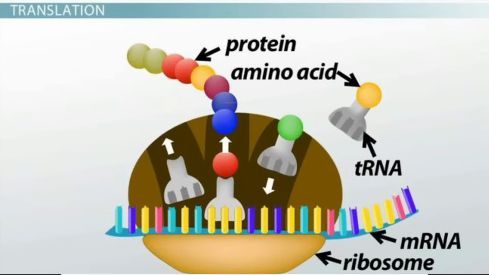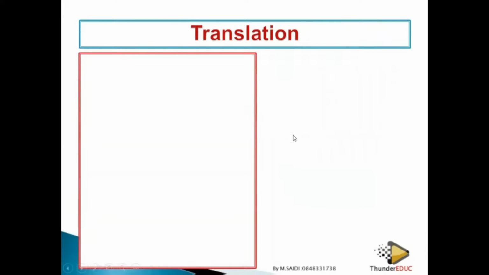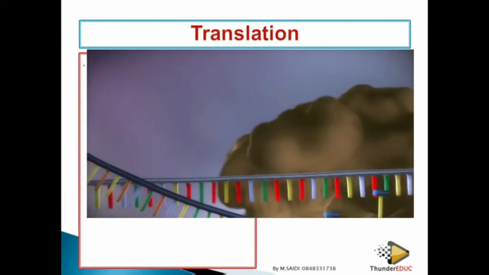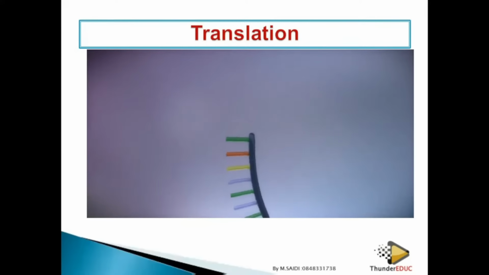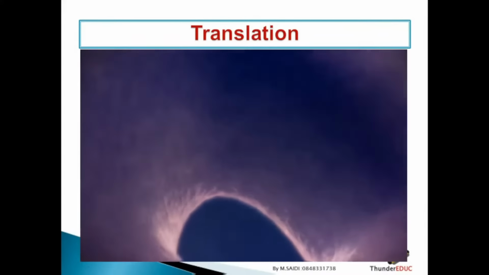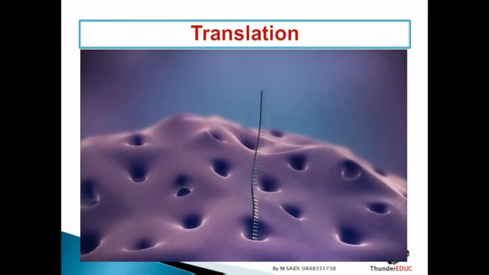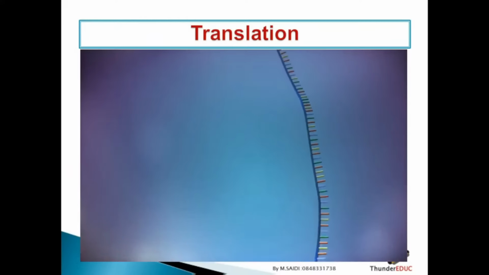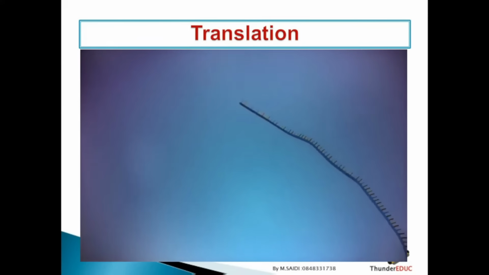Welcome back to our class. Today we are going to be looking at the process of translation. Basically here, now the messenger has moved out of the nucleus. It has gone to the cytoplasm, and then it attaches itself on the ribosome. So now we want to bring the amino acid to the ribosome so that a chain is formed.